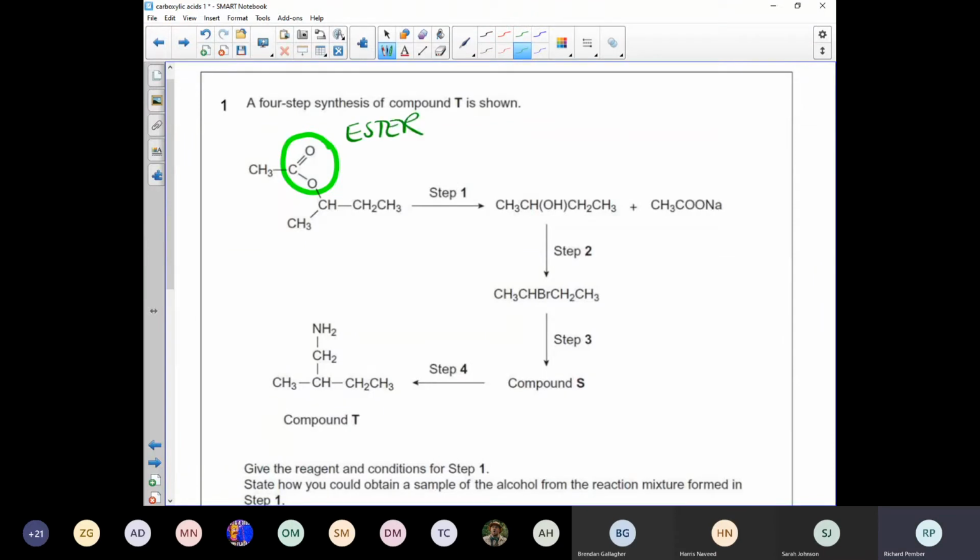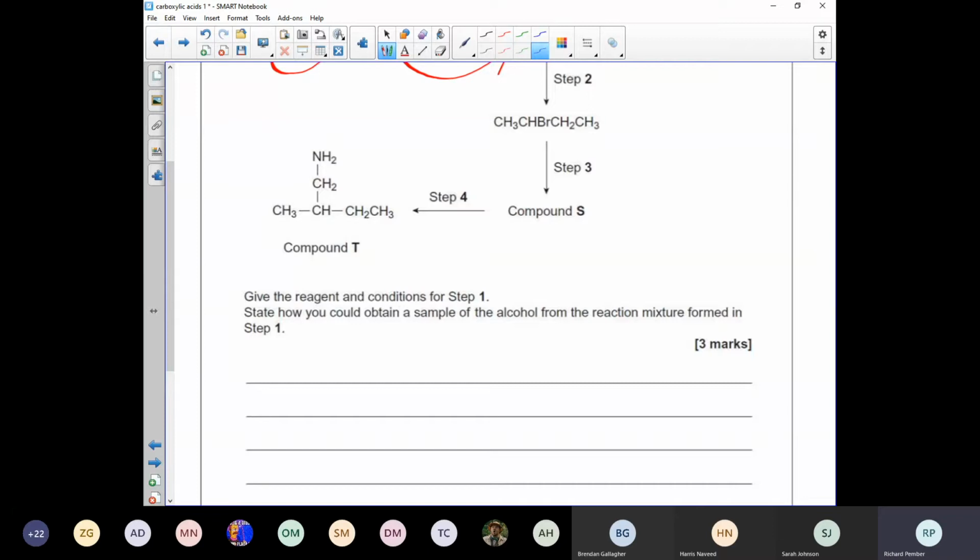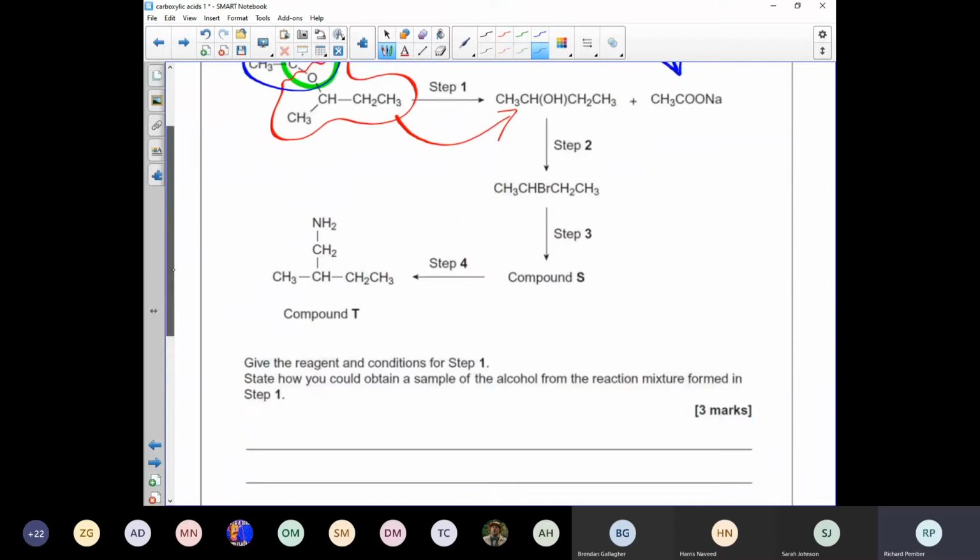I've got an ester link in the first one, and I can see that I've hydrolyzed that ester. This molecule there has turned into the alcohol, and then that part there turned into the carboxylic acid derivative. So we've got the salt there of the carboxylic acid. So let's go down to the first part of the question. Give the reagent and conditions for step 1.